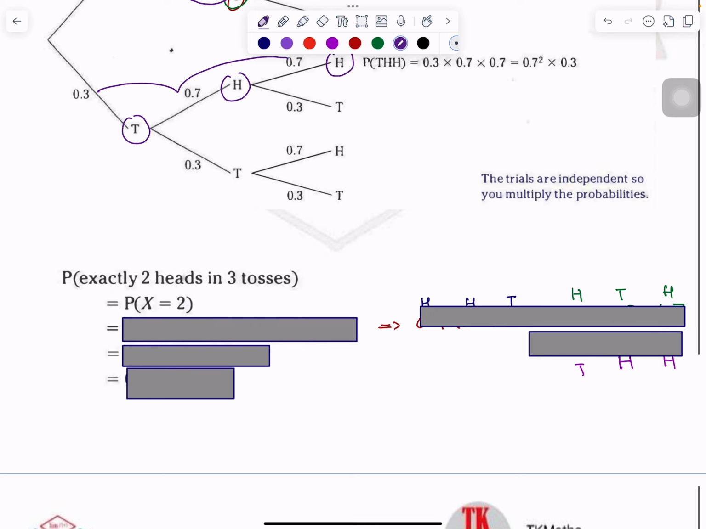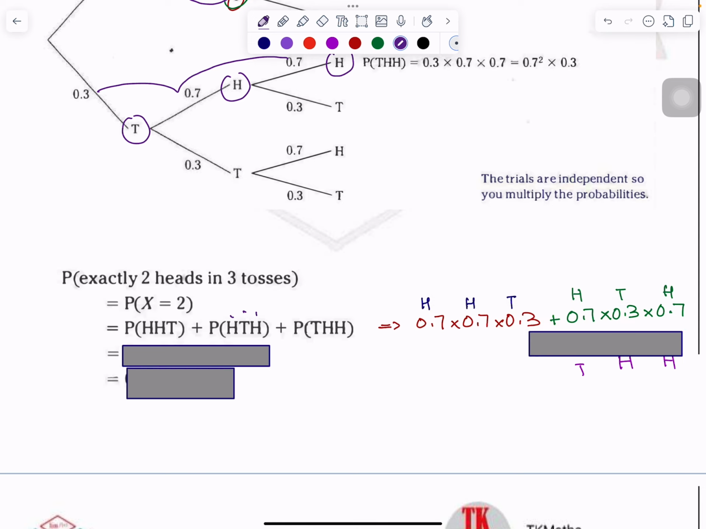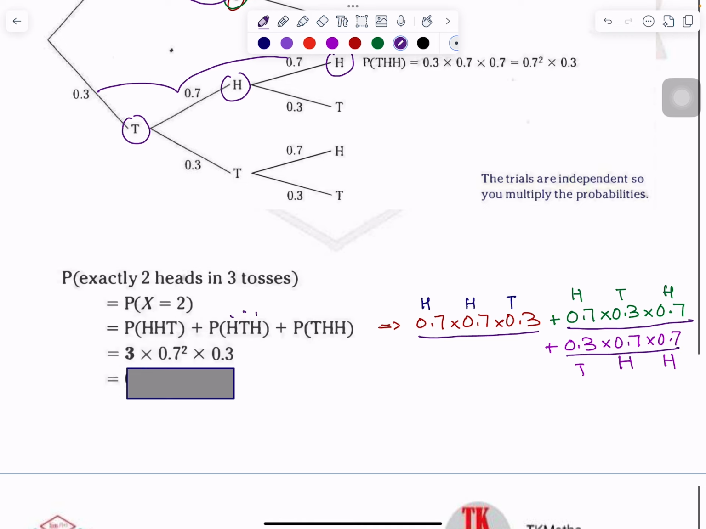Now I don't want to draw the diagram, right? So what I will do, I will write these cases: head, head, tail; head, tail, head; tail, head, head. Because it is 3 tosses, it is very easy to figure it out. And similarly, you can write down the probabilities here. And then you can see one thing: 0.7 is happening 2 times and 0.3 1 time in each case. Can you notice this thing? So if I want to concise this, I can say 3 times 0.7 square times 0.3, and I will get the answer.